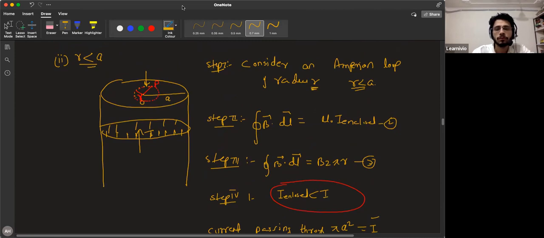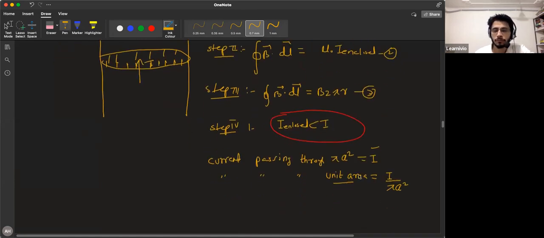Arpit, where did you go? Arpit, I can't hear you properly. Say it again. Area, Amperian loop, radius r. What's the area? Nabil Khan, area of Amperian loop. 2 pi r. Is area 2 pi r or is circumference 2 pi r? Pi r square.